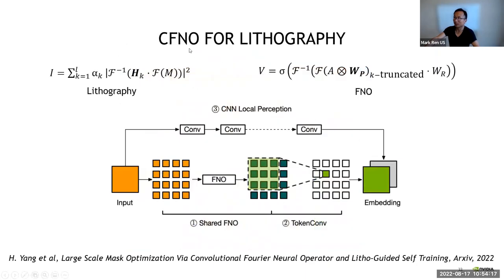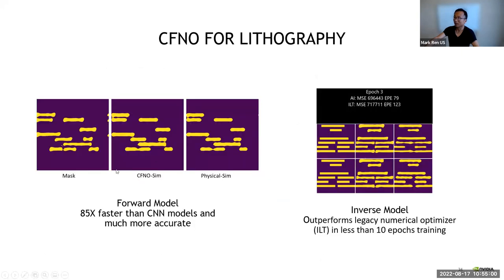We applied similar things. We call it CFNO, for computational lithography. The reason is that lithography has an equation like this. It also has a Fourier up and a Fourier down, the forward Fourier and the inverse Fourier. So this is the lithography computation equation. If you look at FNO, the Fourier neural operator is doing the same thing, but the weights here are learned. So this is the framework that we think can match the actual lithography. We built a model to do both forward lithography and inverse lithography. Both work quite well.